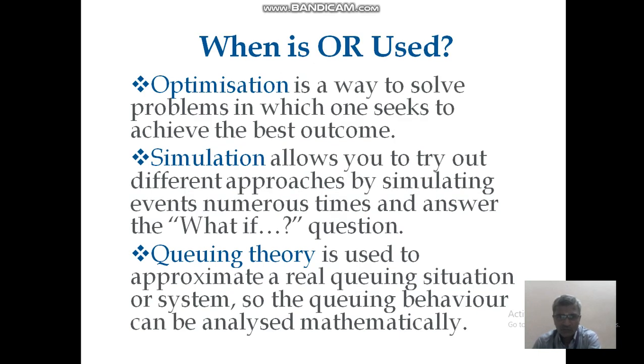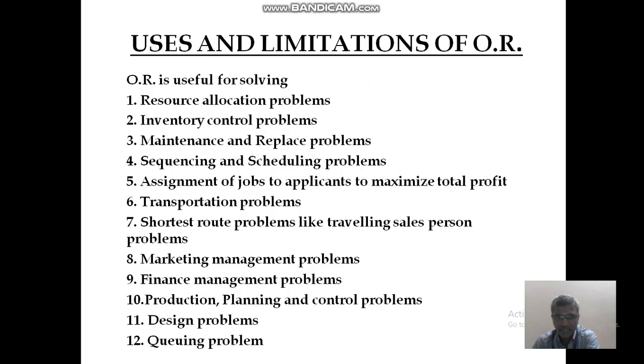When is OR used? Optimization is a way to solve problems in which one seeks to achieve the best outcome. Simulation allows you to try out different approaches by simulating events numerous times and answer the what-if question. Queuing theory is used to approximate a real queuing situation or system, so the queuing behavior can be analyzed mathematically.